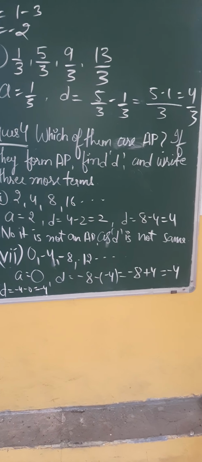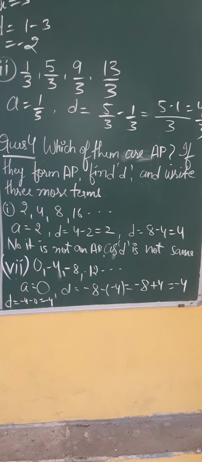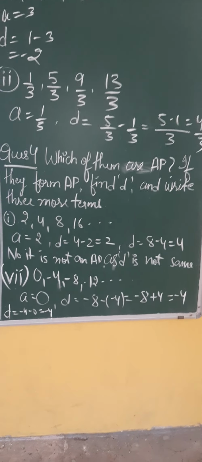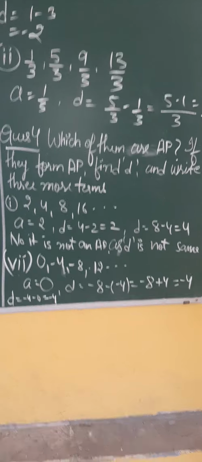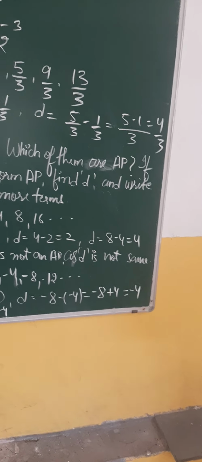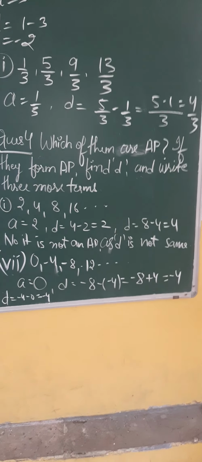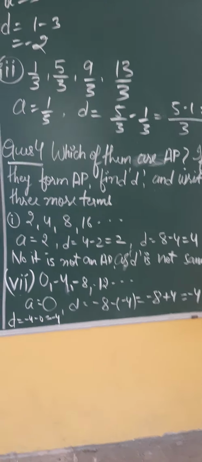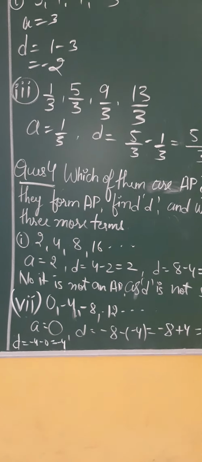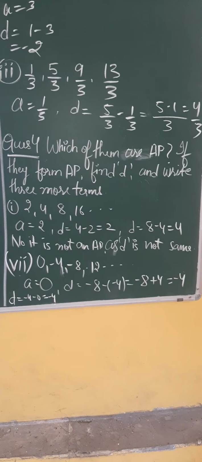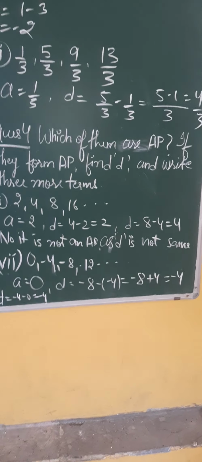First of all, how will you judge that any series is an AP? By calculating its D only, by calculating the common difference. The moment you calculate the common difference, if the common difference comes out the same, the given series is in AP. If the common difference does not come the same, that series will not be in AP. And one more thing they have added to the question: write 3 more terms. If it is an AP, write 3 more terms of that particular part.